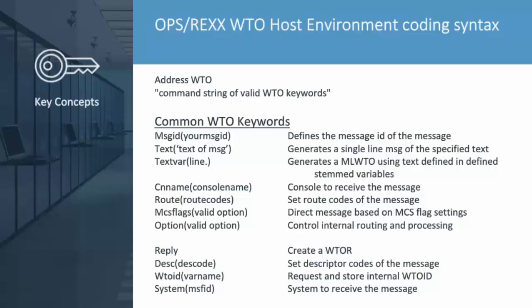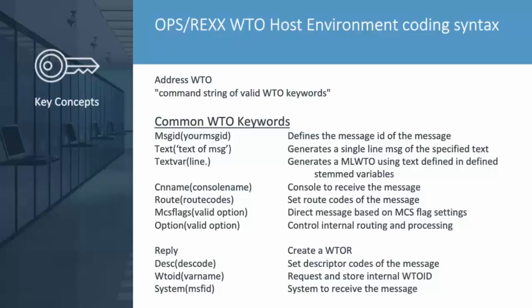Some of the common WTO keywords are MSG-ID, or message ID. This of course defines the message ID that is to be assigned to the system message. The text keyword is used to create a single line message to the system and defines the actual message text. The text var keyword will be used to generate MLWTO messages. The data lines of the message, as you will see, will be defined in stemmed variables.